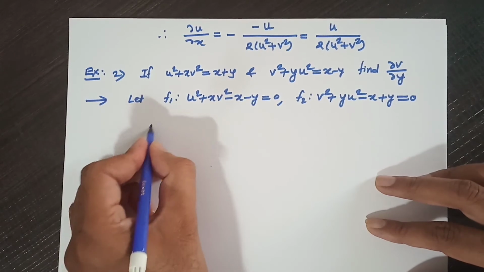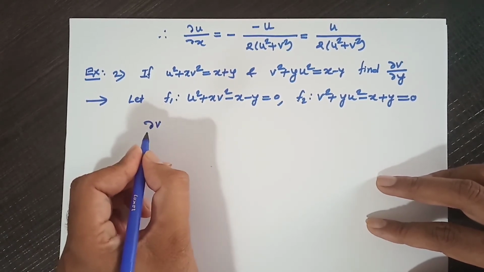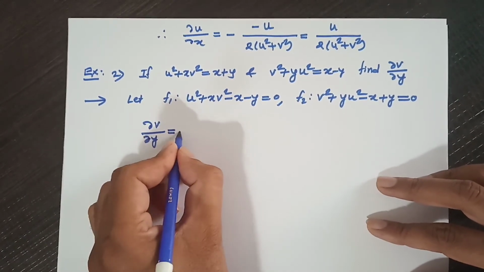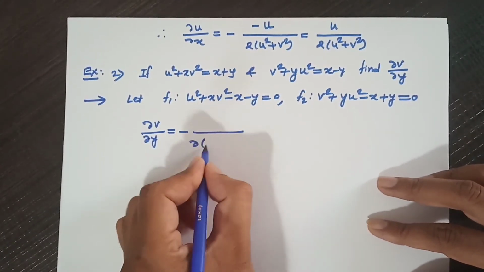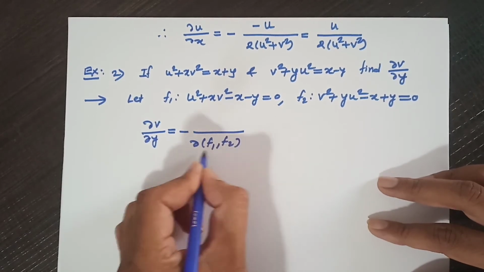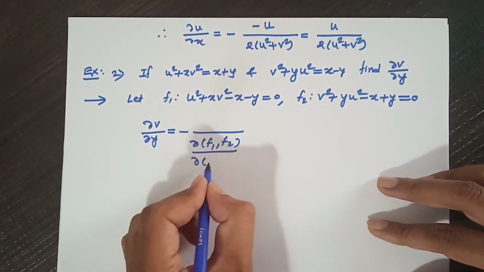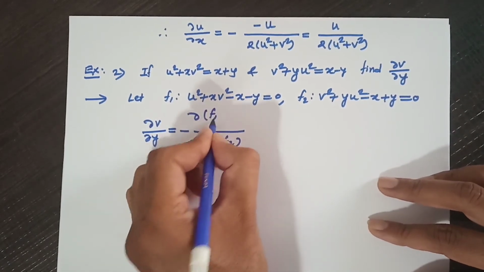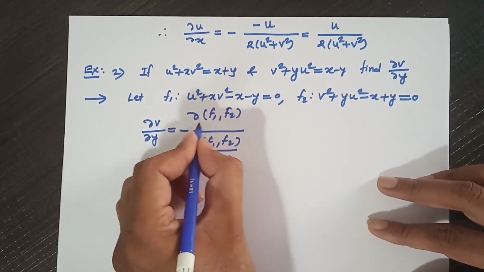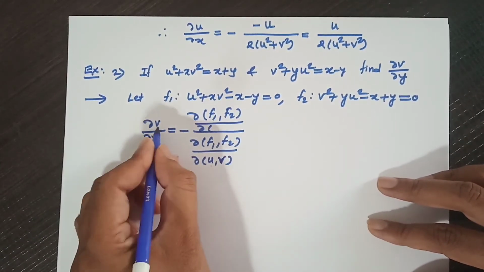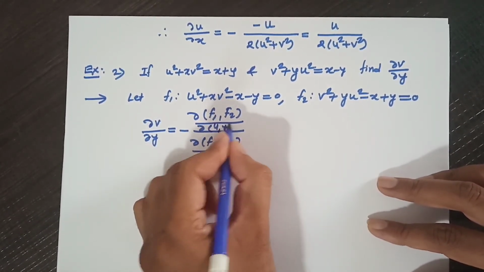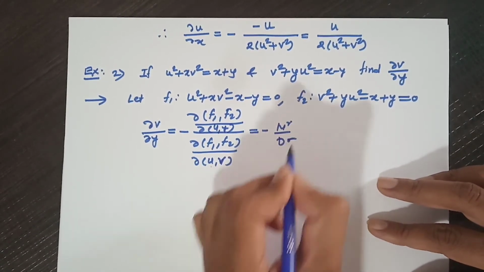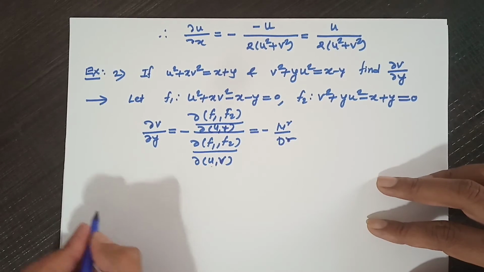Now write the formula for the partial derivative of v with respect to y. So it is minus the Jacobian of f1, f2 with respect to what? u, v, and in the numerator, the Jacobian of f1, f2 with respect to, just replace v by y. Now separately find numerator and denominator.